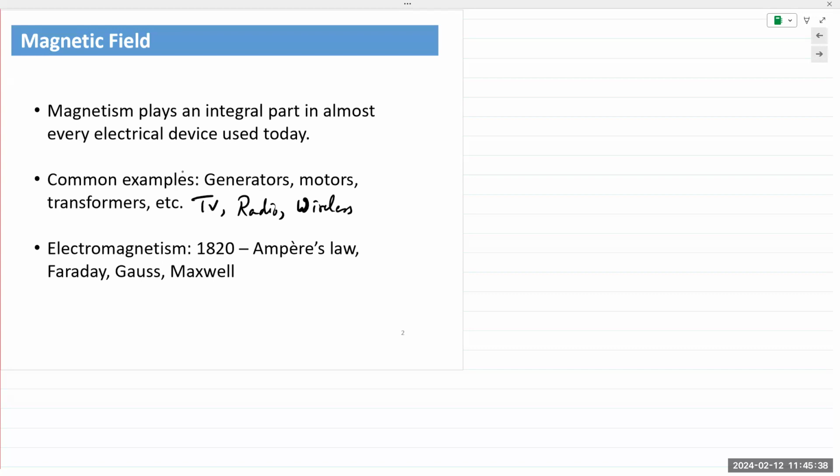We will not get to the device physics. We'll talk a little bit about the physics and the setup of the magnetic field, and then we'll stay on the engineering side of things, voltage and current specifically.